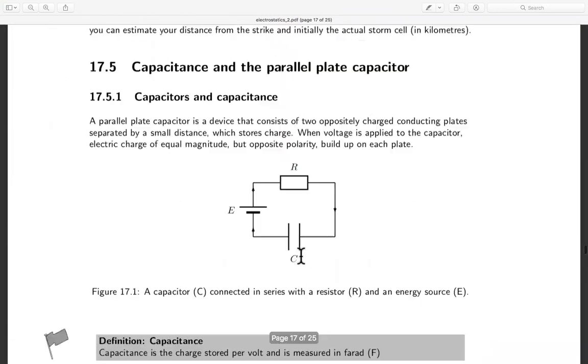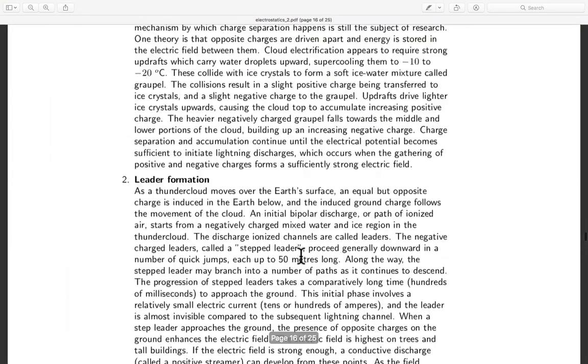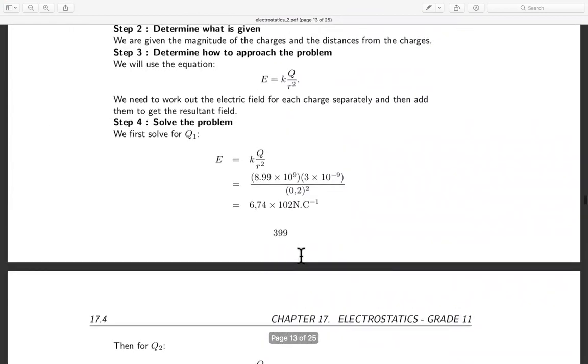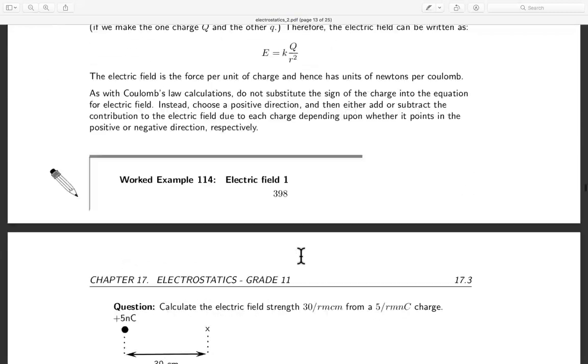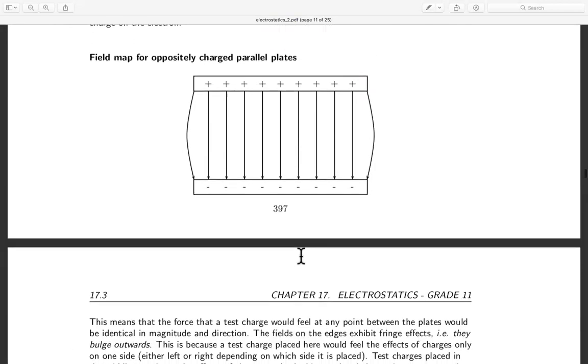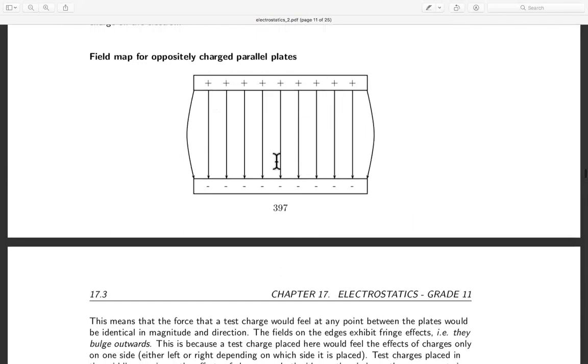So when you see two parallel plates, they also have an electric field. This is actually a capacitor. It has two plates. On the top is positive charge, and on the bottom is negative charge.